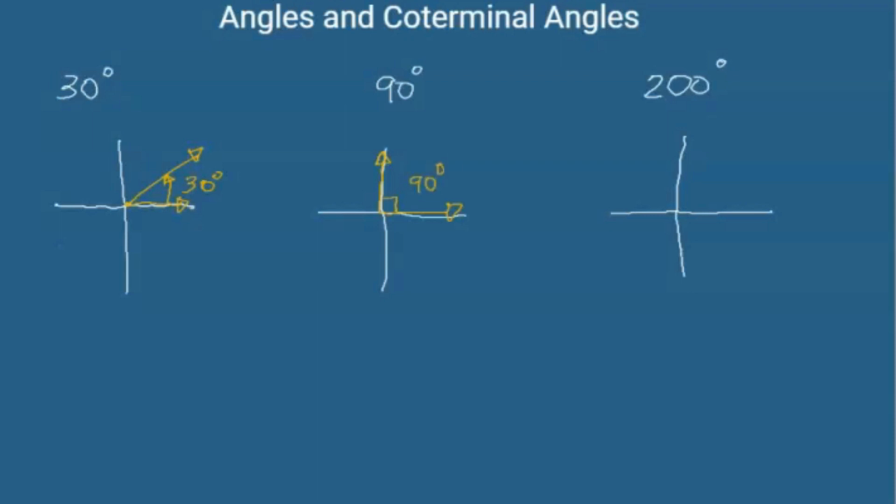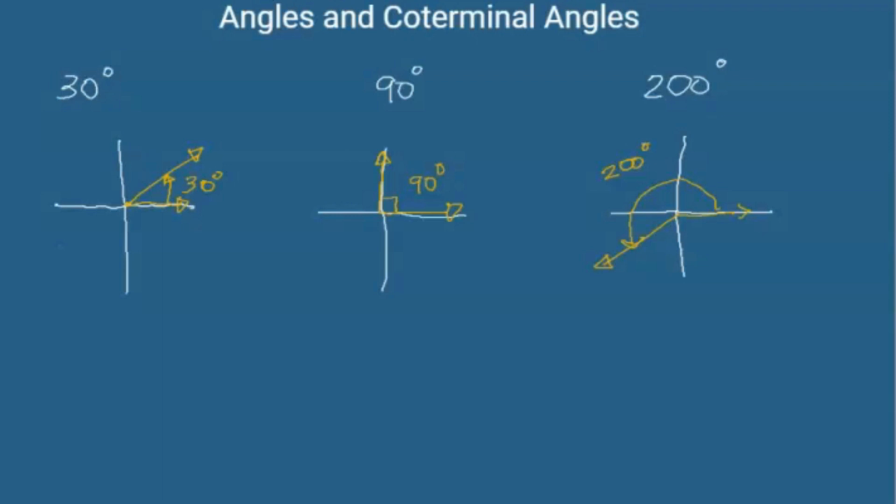For 200 degrees, we know that 200 degrees would be in quadrant 2. So initial side, and this could be the terminal side. So this is 200 degrees.